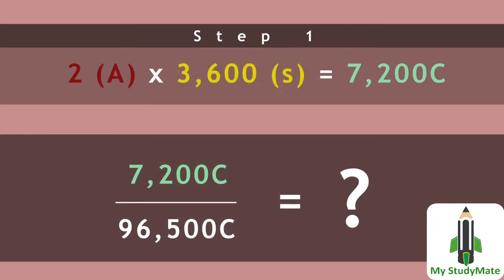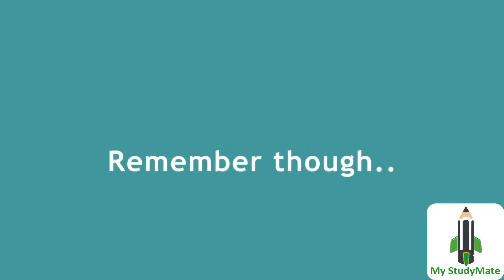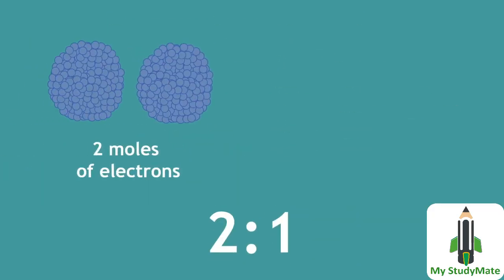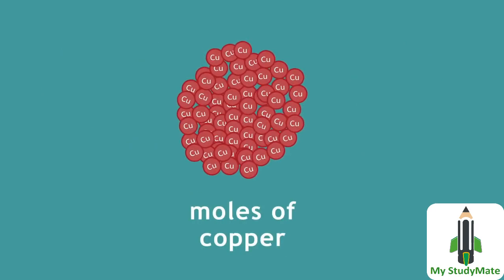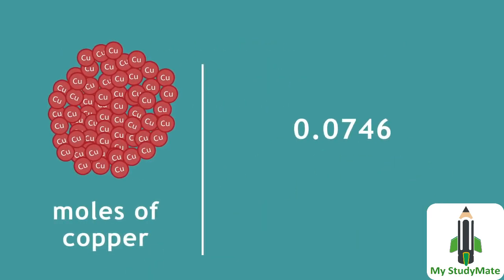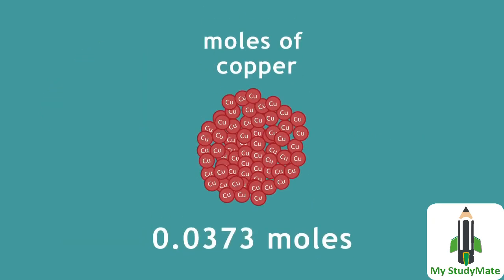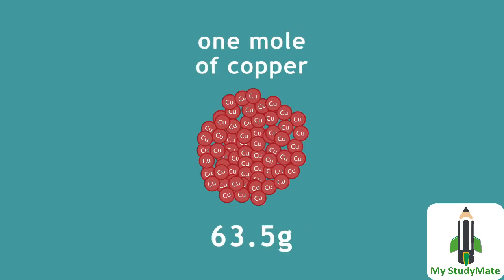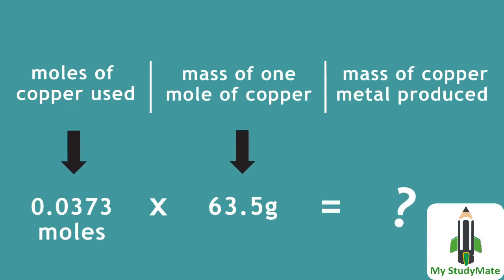You should have got 0.0746 moles of electrons. Remember, though, there is a ratio of 2-to-1 electrons transferred to moles of copper metal produced in a reaction. So, to find the actual moles of copper, you have to divide 0.0746 by 2, which is 0.0373 moles. Now we know how many moles of copper we have, and that 1 mole of copper has a mass of 63.5 grams. You can obtain the mass of copper produced. Try it now, pause and then resume the video to check your answer. The answer is 2.37 grams.